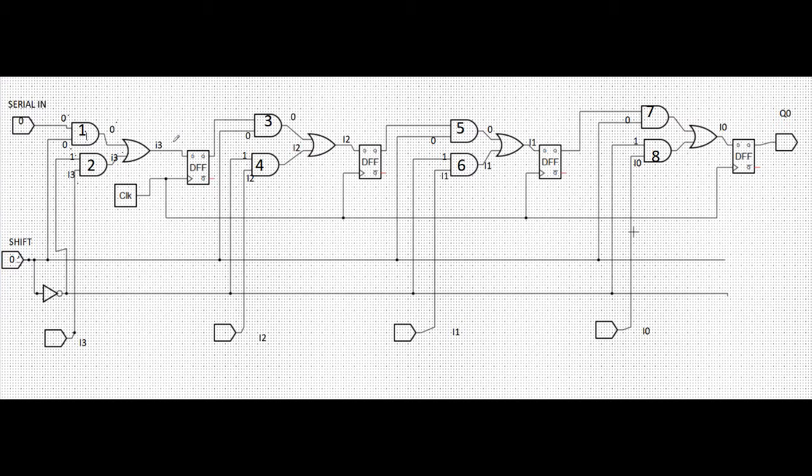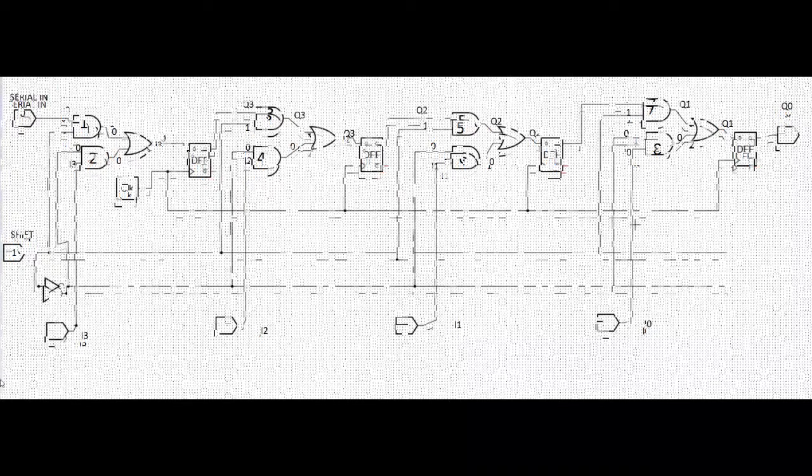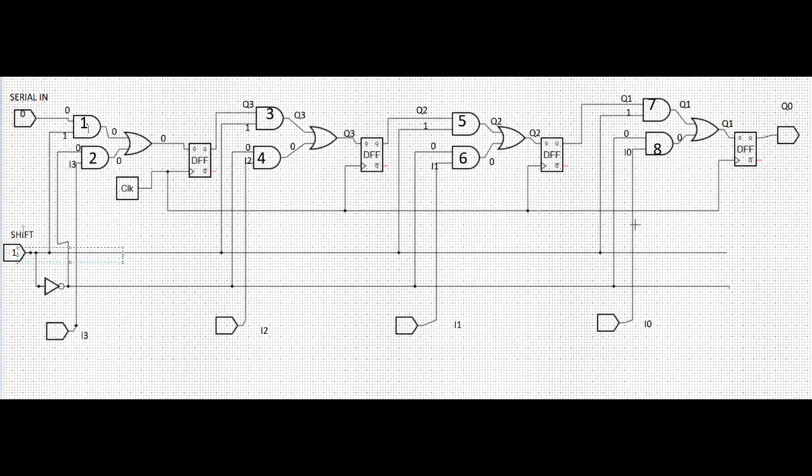be I3. Similarly, the overall output of this OR gate will be I2, which will be fed as input to this D flip-flop, and here I1 will be fed at the input of this D flip-flop. Similarly, I0 will be fed as input of this D flip-flop. Once the data are inputted parallelly, we have to change this load bar shift line to 1.